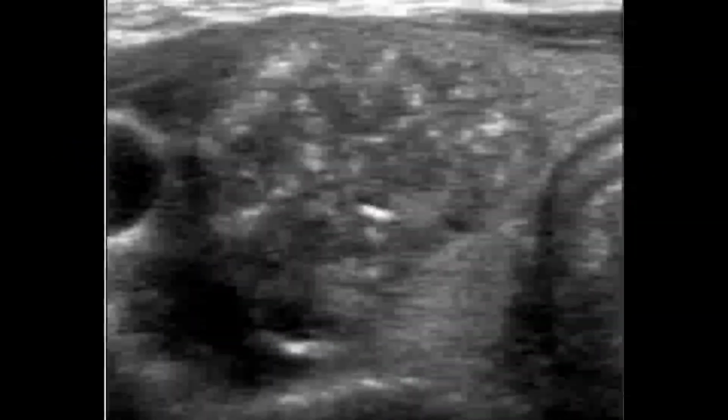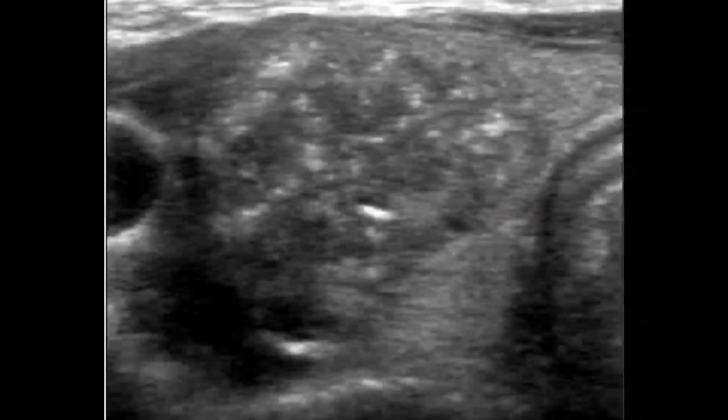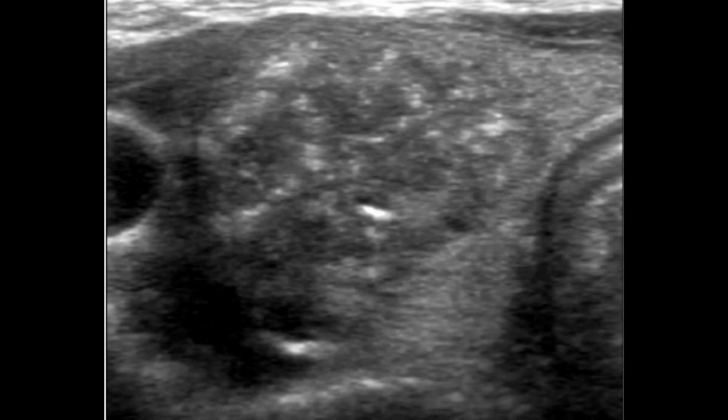Another criteria for the U5 malignant nodule is that it would be a solid, hypoechoic, lobulated nodule, or it would have an irregular outline, with a globular calcification. Look at this nodule. This nodule is hypoechoic, lobular, has an irregular outline, and has a globular calcification. This is usually seen in medullary carcinoma.